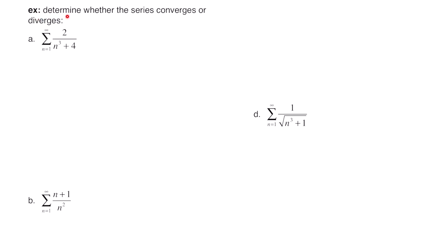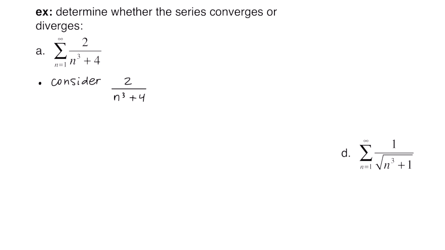This example says determine whether the series converges or diverges. For part A, we have sigma n equals 1 to infinity of 2 over n cubed plus 4. We're going to consider just this formula, 2 over n cubed plus 4. What we want to do is compare this with a series that we are familiar with. So we're going to use the 2 on top, and in the denominator, we're just going to use the n cubed. One way to look at it is of these two terms, the dominant term would be the one with the variable, n cubed.